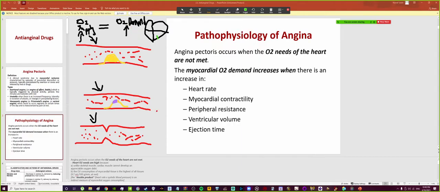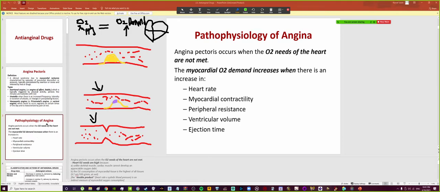Okay, so we said that what these anti-anginal drugs do is that they all decrease the oxygen demand in order to be equal to what? The oxygen supply. Make up for it. Okay, this is their goal, to be equal.